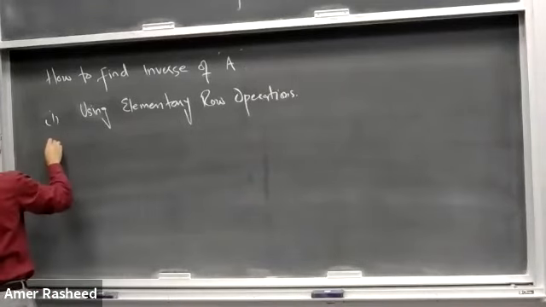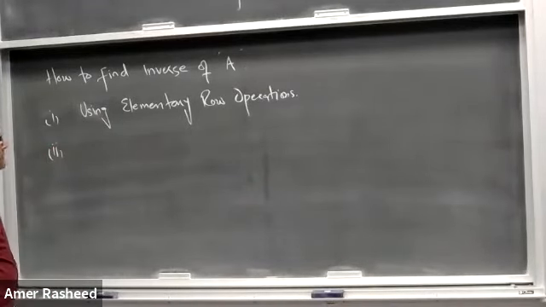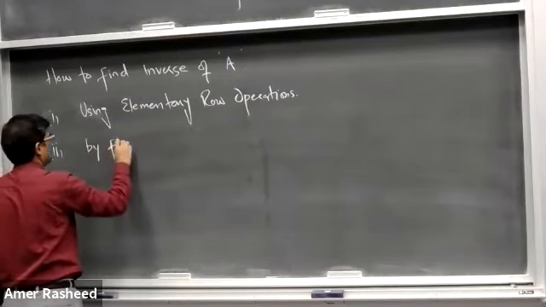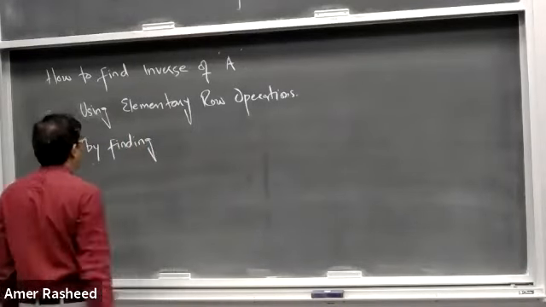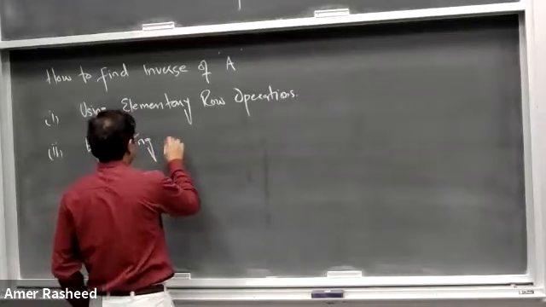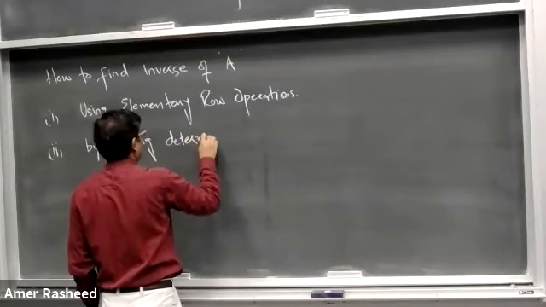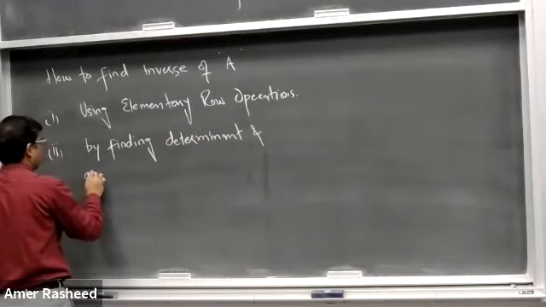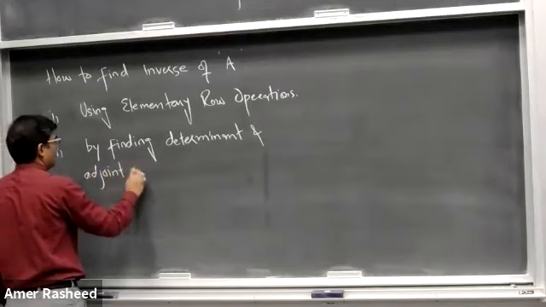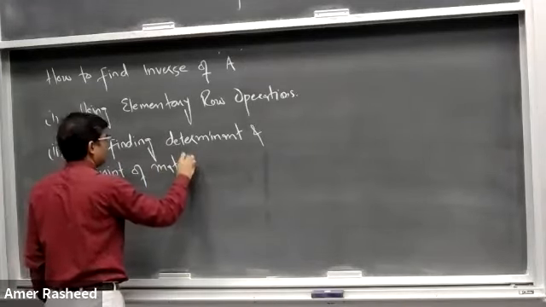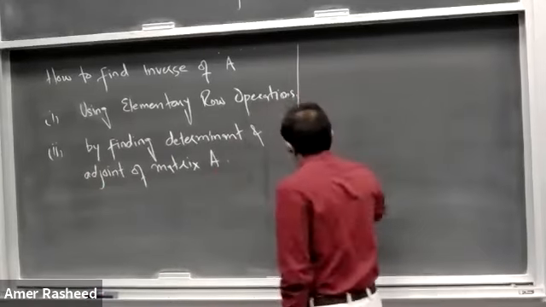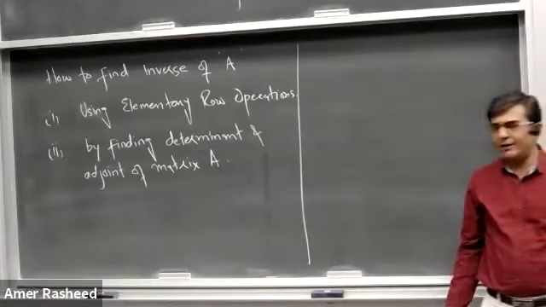The second is by finding the determinant and adjoint of matrix A. So these are a couple of methods which we are going to discuss, how to find the inverse of a matrix.